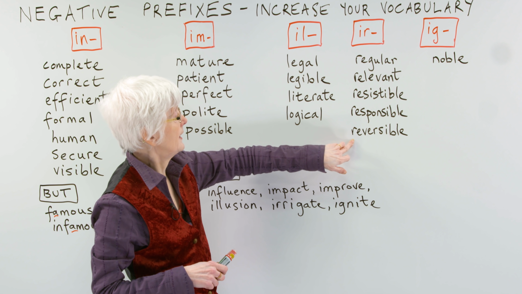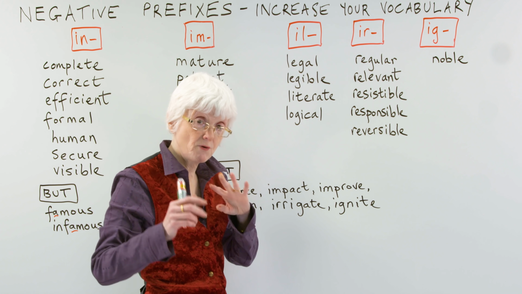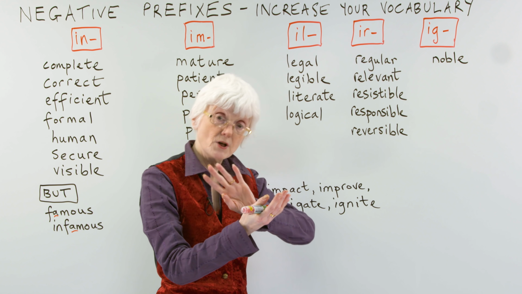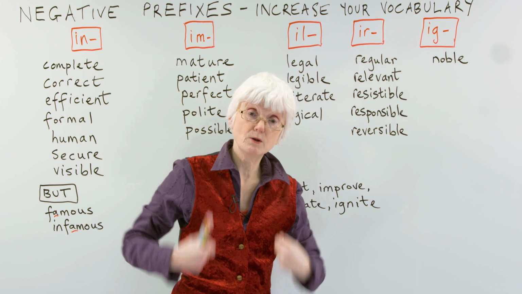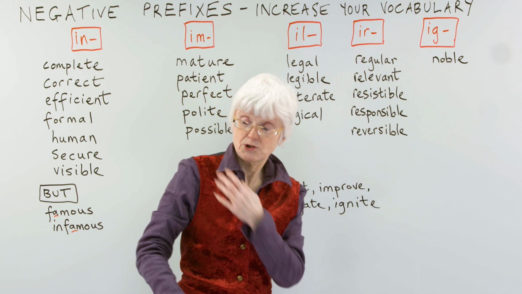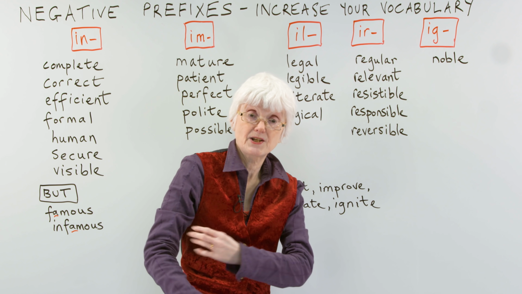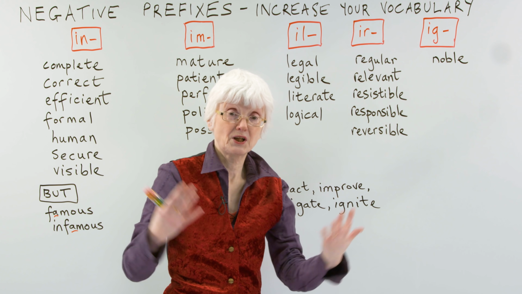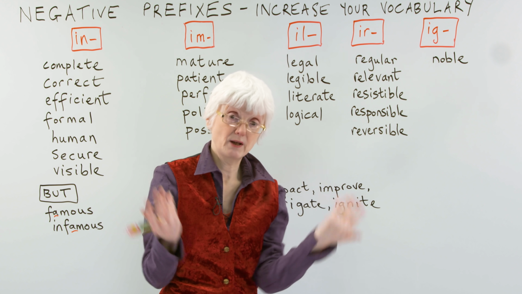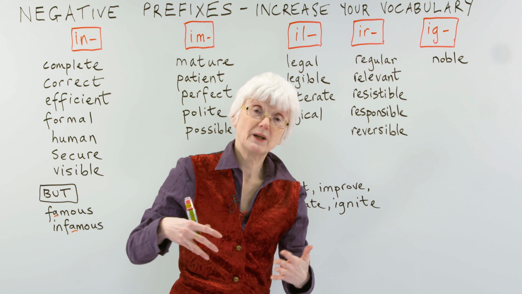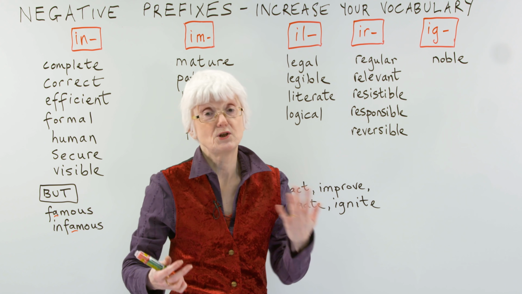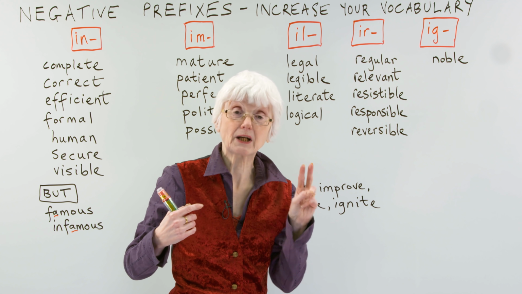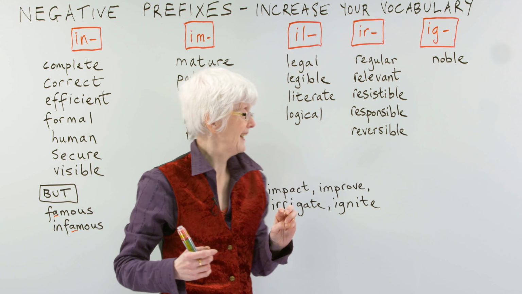Okay, then reversible. To reverse something is to turn it the other way round. Reversible. You can get reversible coats, for example, which are one colour on one side, and then when you turn them the other way, they're a different colour on the inside, which then becomes the outside. So you can have a reversible coat, which is like having two coats, because they will probably have two different colours, which is rather nice.